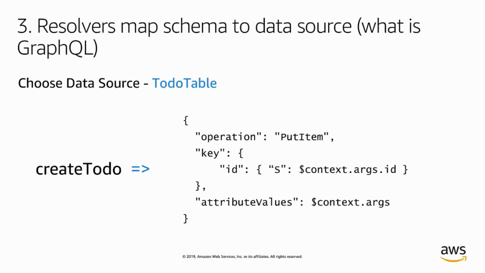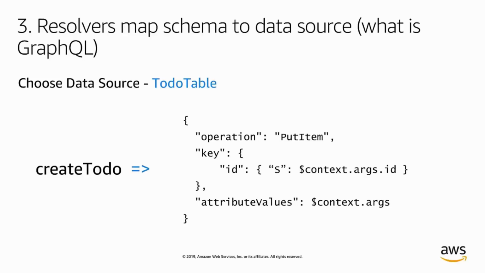Then we can define what we would like this operation to do. For creating a to-do, we want to do a DynamoDB put item. We'll then pass in the key and the attribute values. The attribute values will be the arguments to this create to-do mutation. For instance, the arguments might be the ID, the name of the to-do, and the description of the to-do.